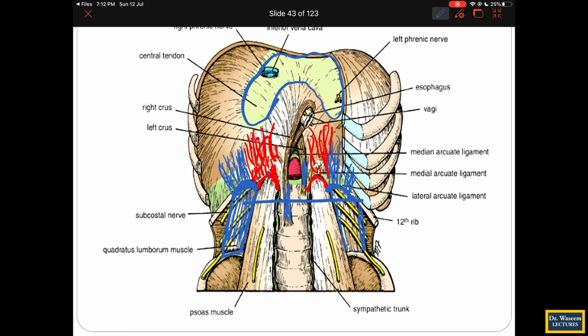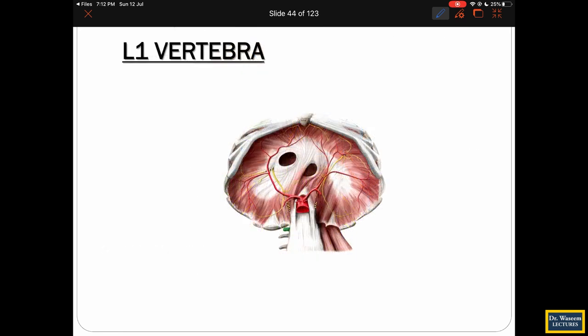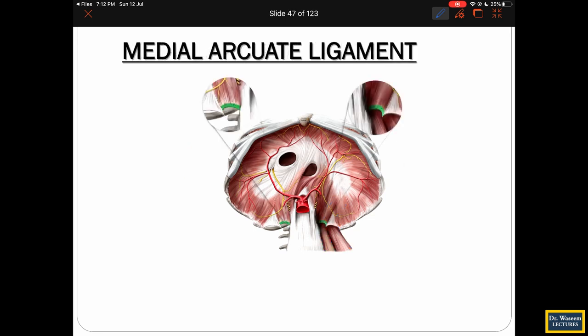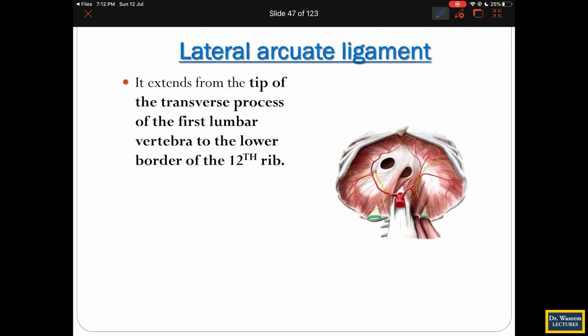And the medial arcuate ligament I have actually shown you also. I have told you about the psoas major muscle you are watching here. See this psoas major, and its upper thickened border of the fascia is forming the medial arcuate ligament, and this upper thickened border of the fascia covering the quadratus lumborum is the lateral arcuate ligament. This is the medial arcuate ligament, you see again the green color, and this is the lateral arcuate ligament.